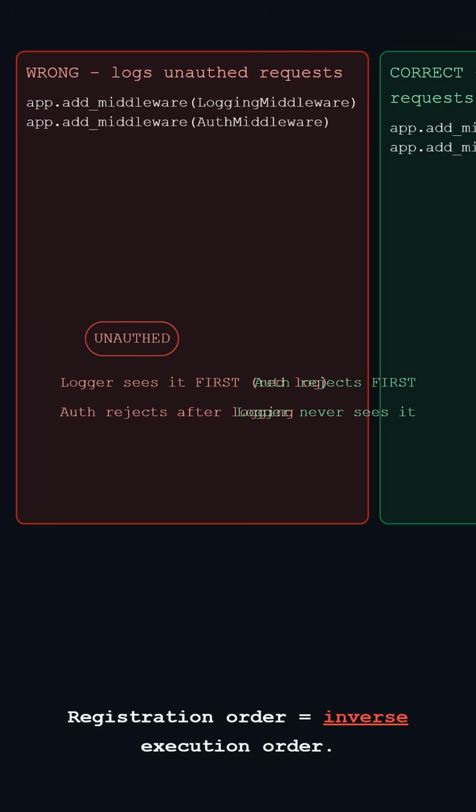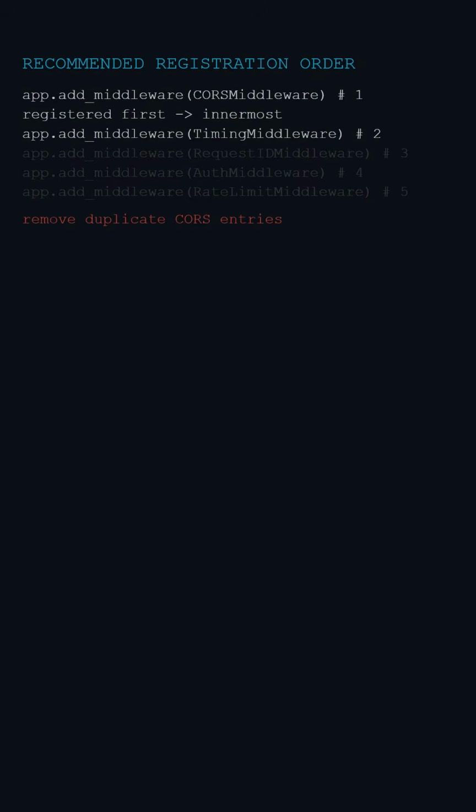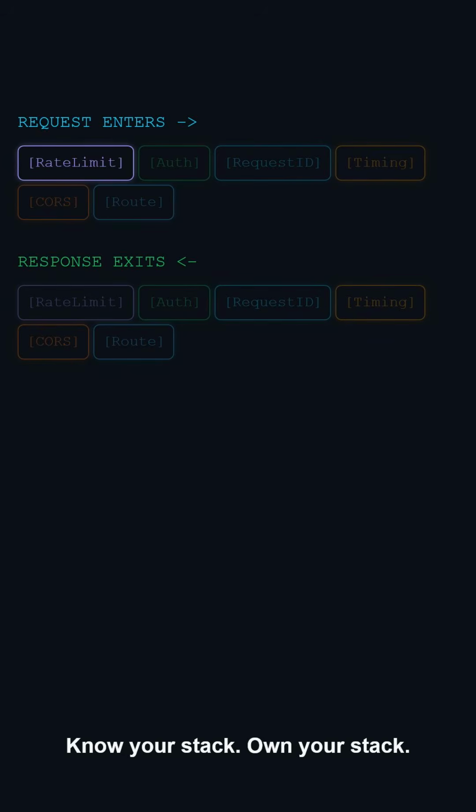Think of it like putting on clothes. You put on your socks first, but when you are undressing, the socks come off last. The middleware you add last is the first jacket you are wearing. Here's where it gets interesting. The response travels back out in the opposite direction.